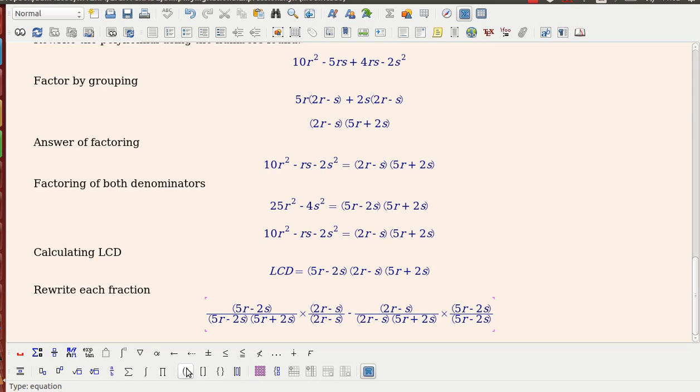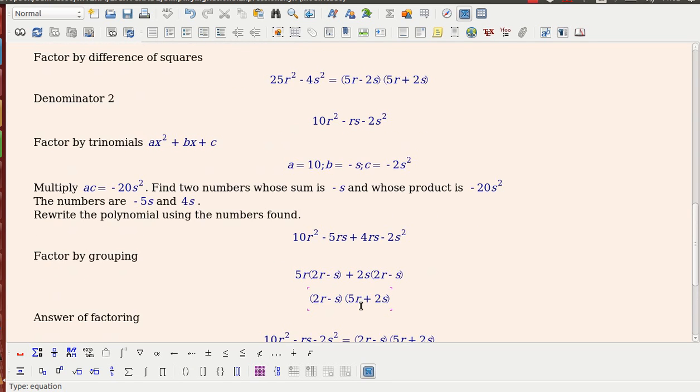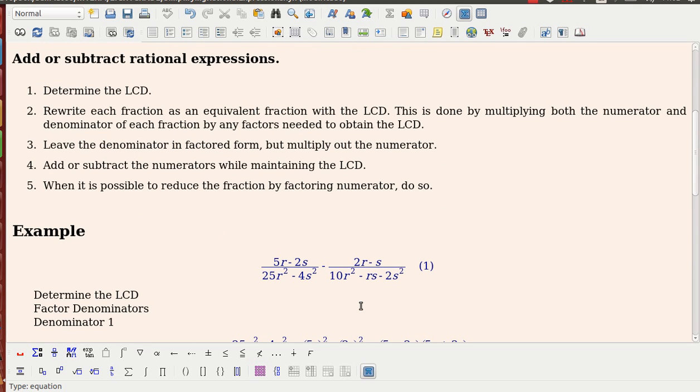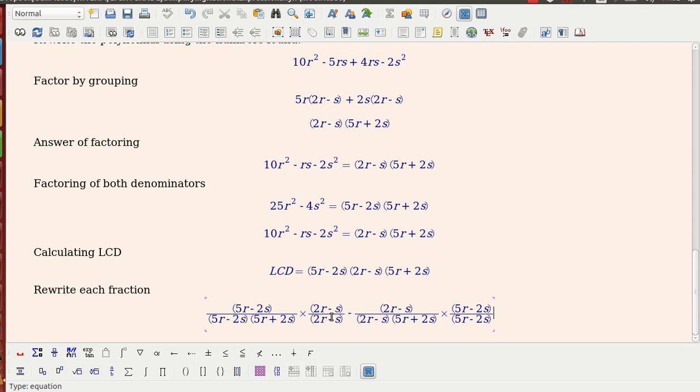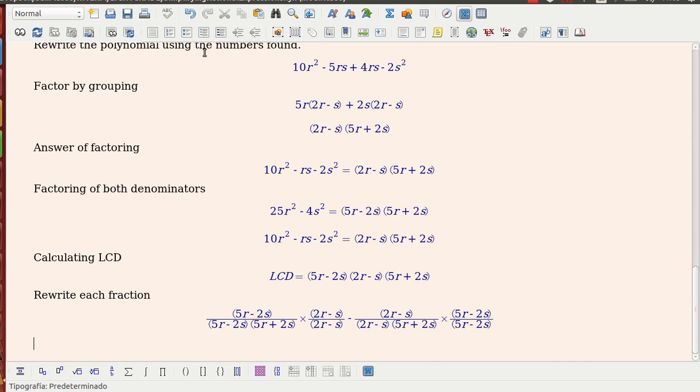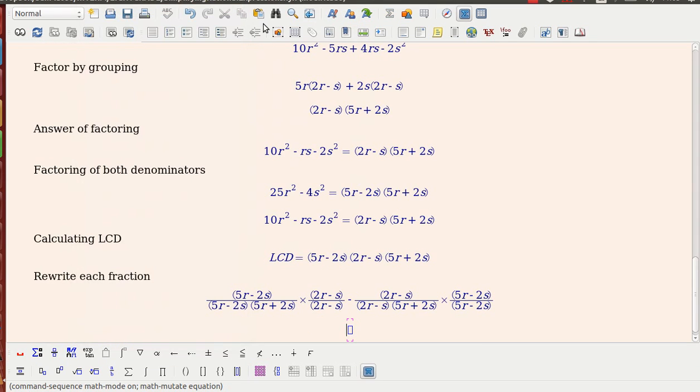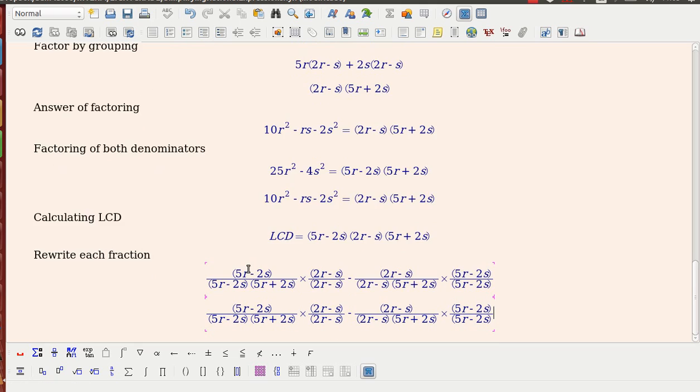Okay, we did step number 2. Now it says leave the denominator in factored form but multiply out the numerator. So we're going to leave the denominator in factored form and multiply out the numerator.